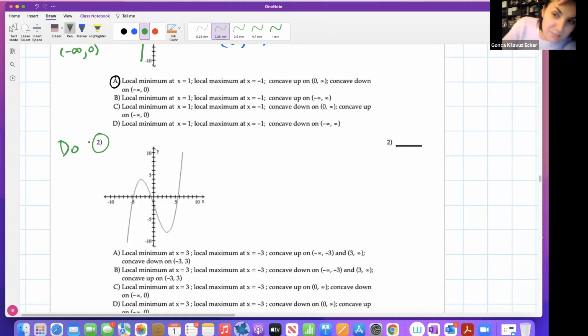Is it B? Close, very close. Local minimum at x equal 3 is correct. Local maximum at x equal -3. But the concavity, look, concave down on -infinity to -3. Check the concavity. It's very, very close to the answer. Yeah, go ahead, try.